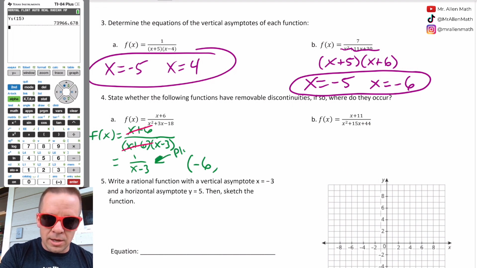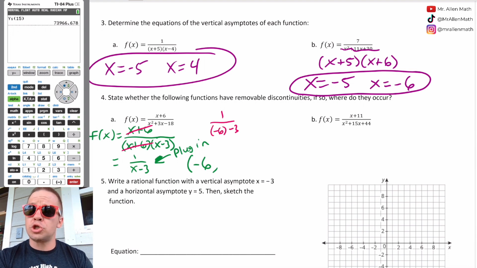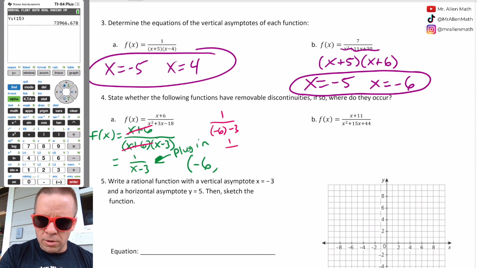So we have to plug in. Let's use a different marker for this one. We've got 1 over that negative 6 minus 3. I don't need to put that in parentheses, but I do that to show that I'm substituting. I'm going to get 1 over negative 9. So there we have it. We've got negative 1/9.